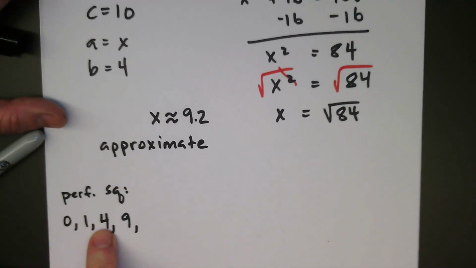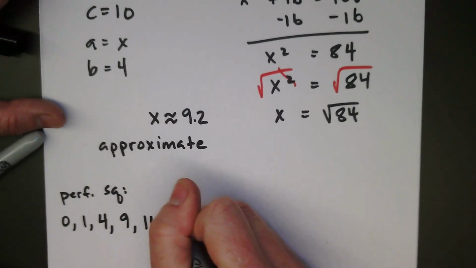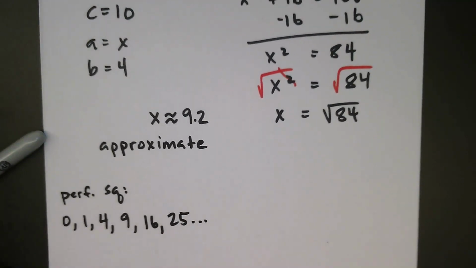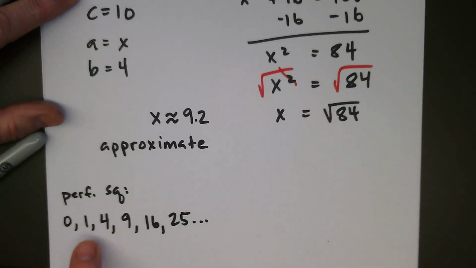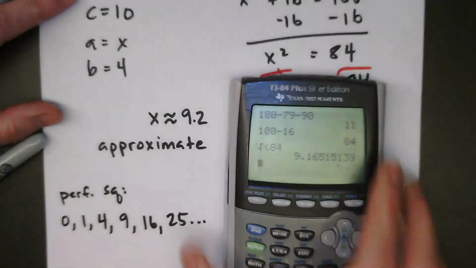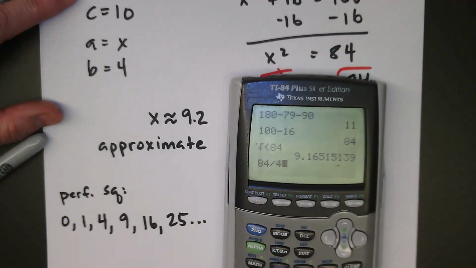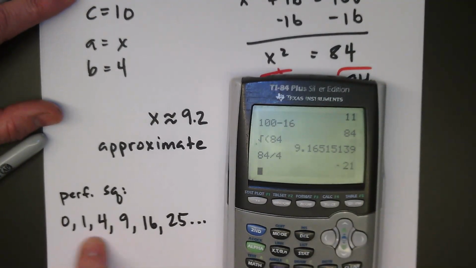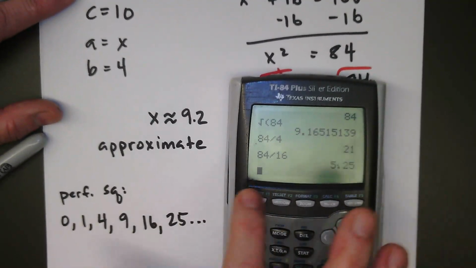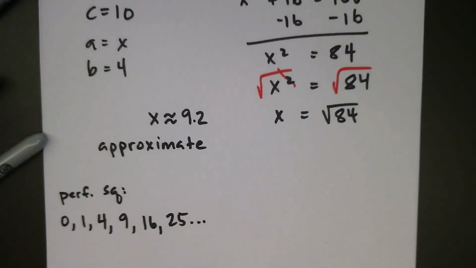0 squared, 1 squared, 2 squared, 3 squared, 16, 25, so on and so forth. So I want to figure out which of these perfect squares, if any, goes into 84, and I'm going to start by testing 4. It goes in there 21 times. If 4 works, I usually test 16. So let's try that. It doesn't go in there, so we just want 4. We're going to make it 4 times 21.